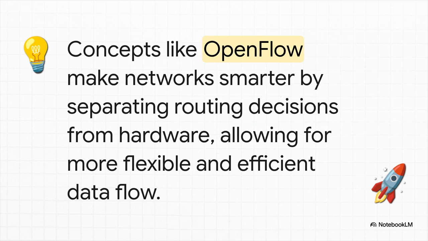We're seeing amazing new ideas like OpenFlow, which is a really cool concept for making the network itself smarter. It basically separates the brain, the part that makes routing decisions, from the brawn, the physical hardware that moves the data. This lets you manage traffic in a much more flexible and efficient way. It's like upgrading a whole city from simple timed traffic lights to a single, smart traffic control center that can adapt to everything in real time.